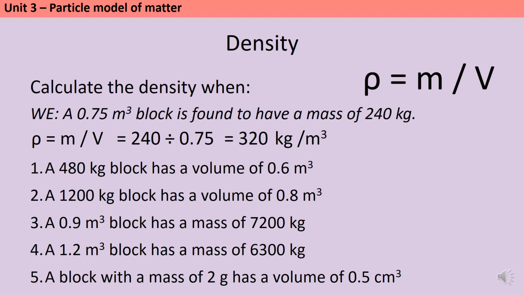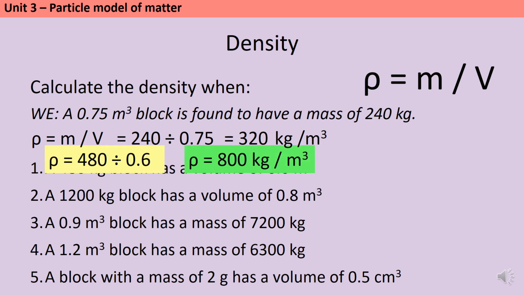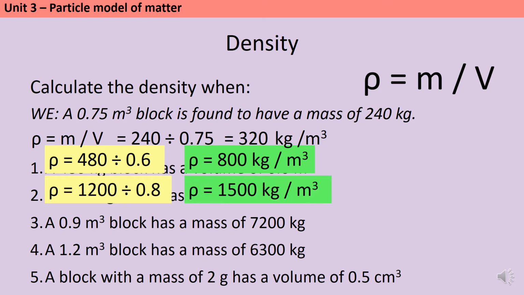How did you get on? Hopefully for question 1 you divided 480 by 0.6, getting a density of 800 kilograms per metre cubed. Then for question 2 you divided 1200 kilograms by 0.8, getting a density of 1500 kilograms per metre cubed.